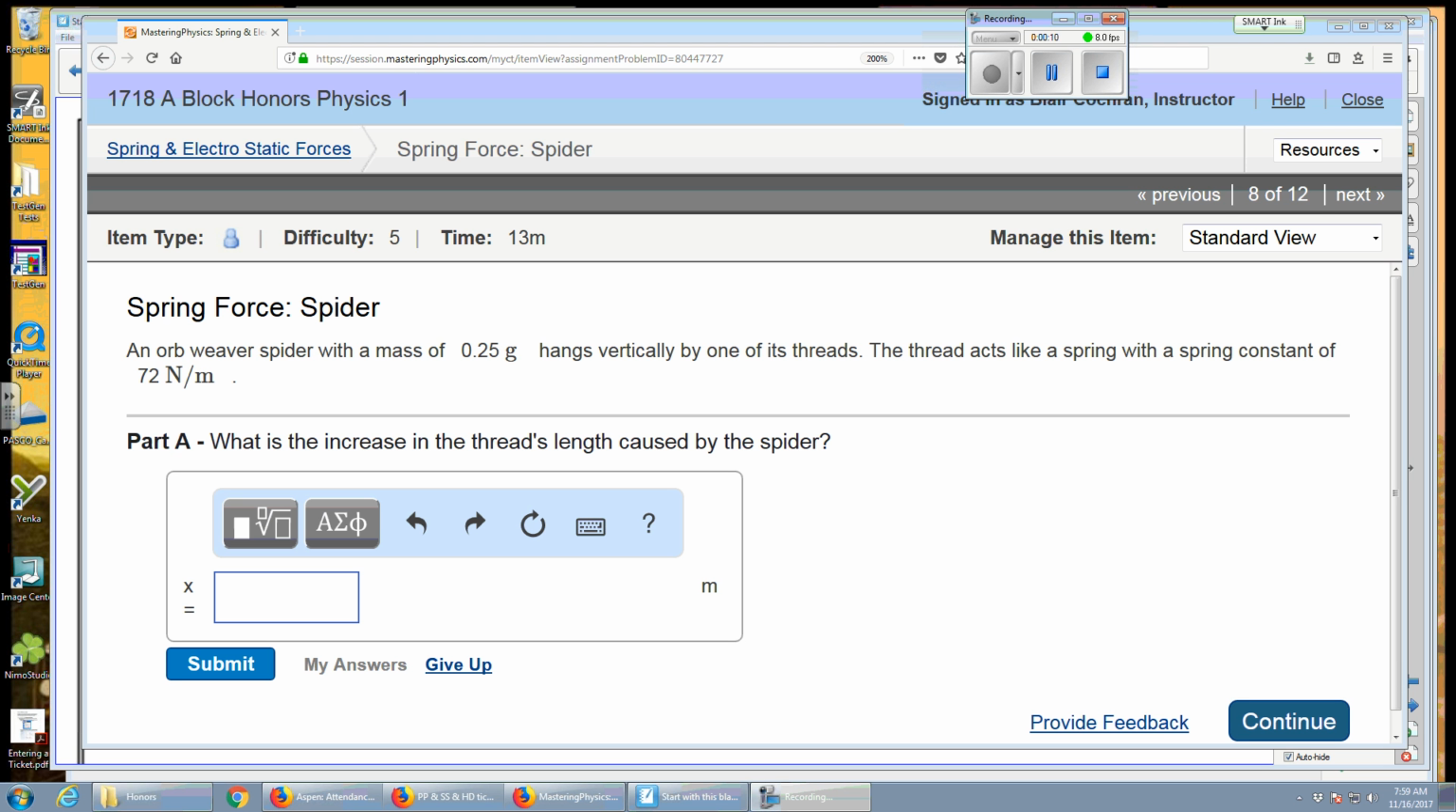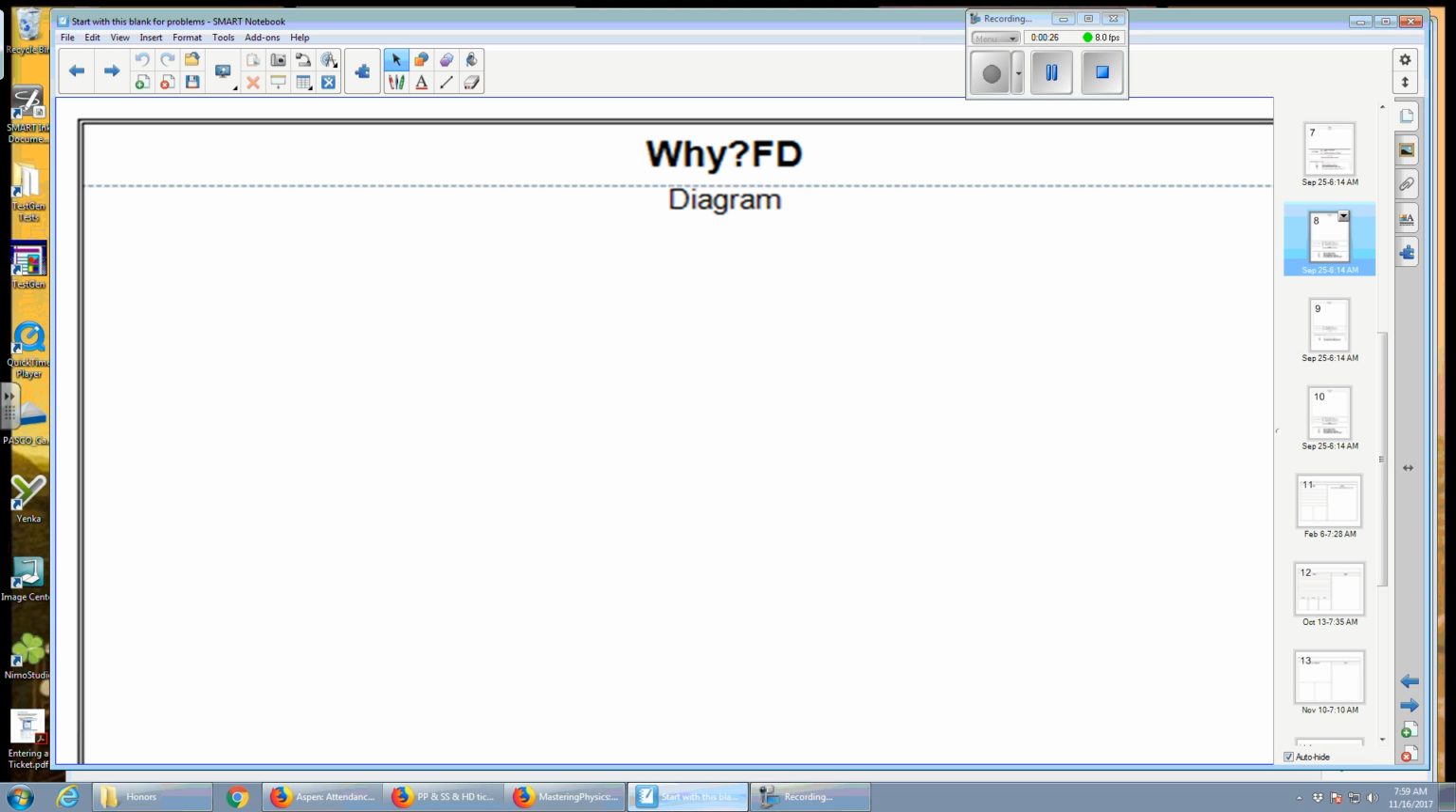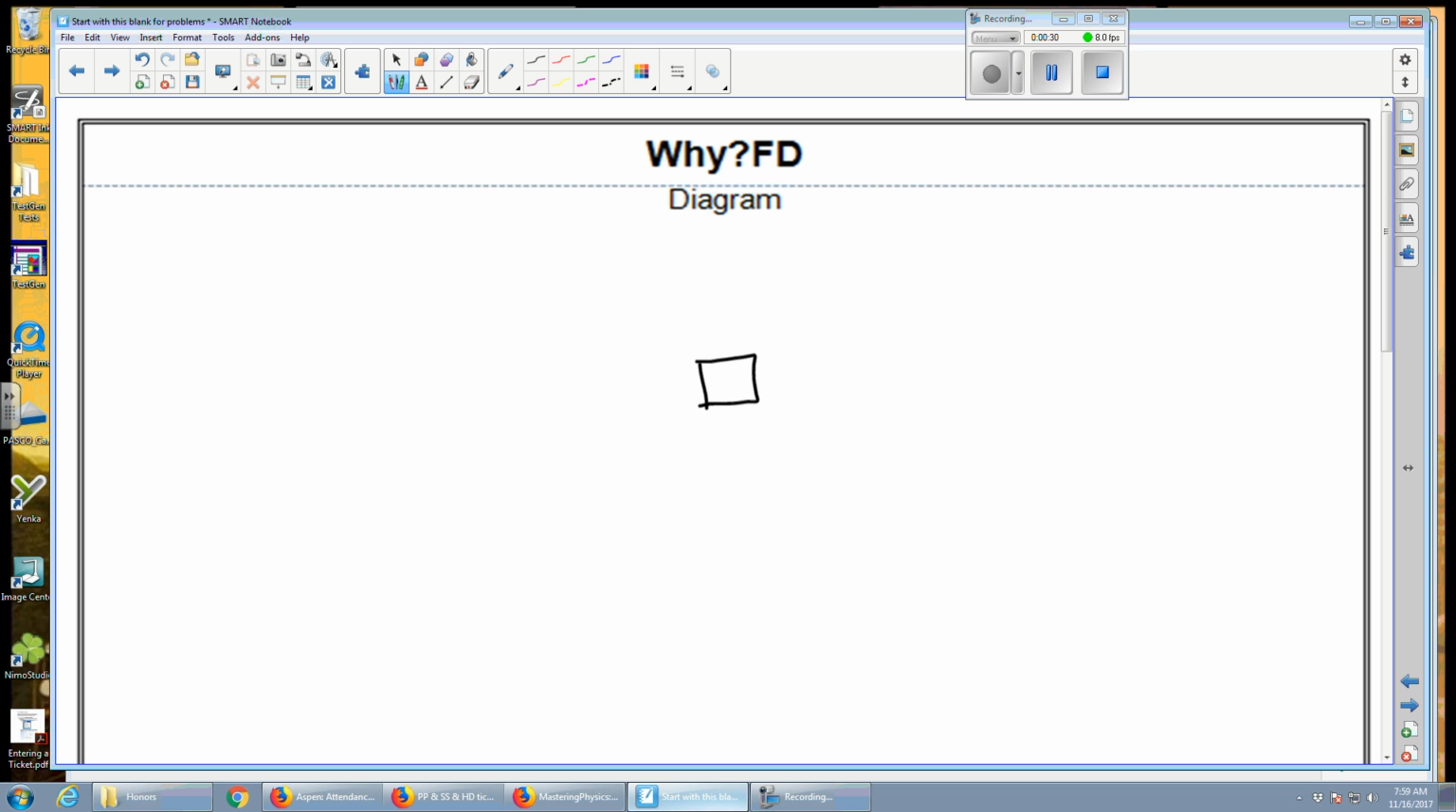We've got a spider of very little mass hanging from one of its threads, and it acts like a spring with the spring constant given. Once the thread's length increases, they want it in meters. So this one I did a force diagram for. This is the Y, the Y for it would be a force diagram.